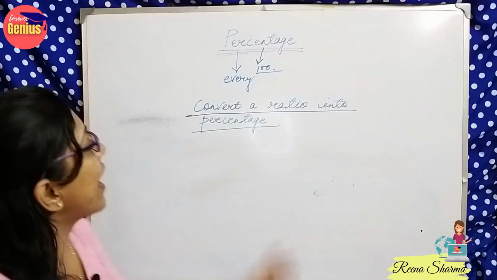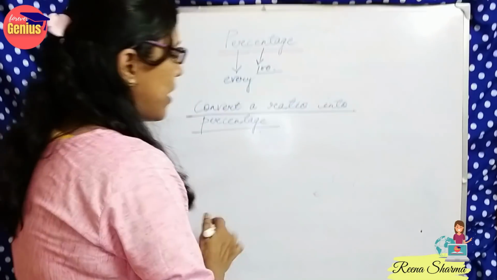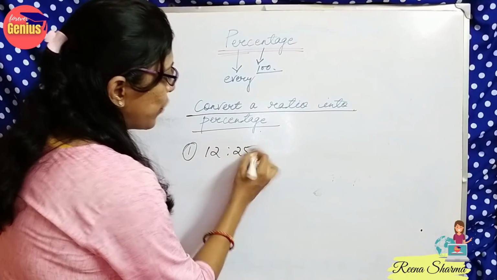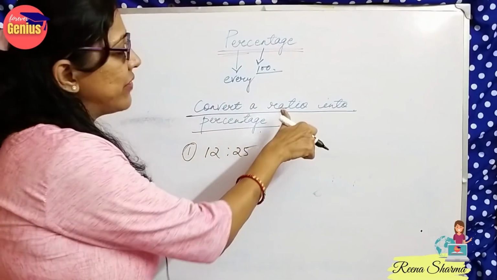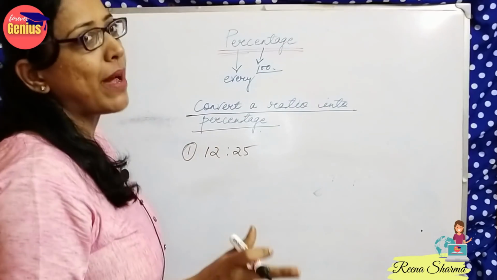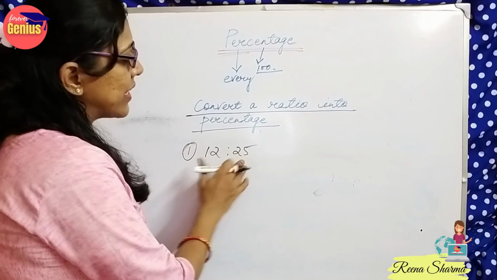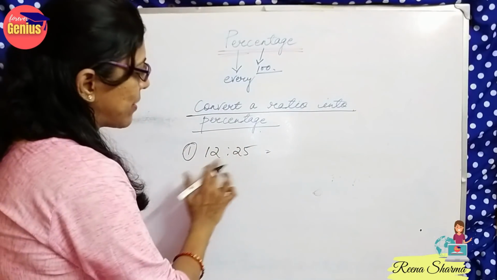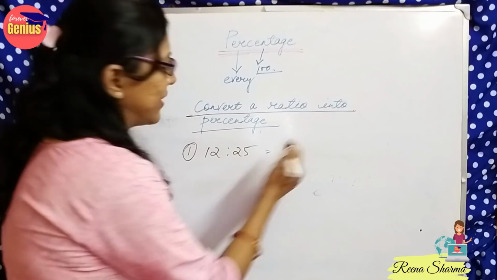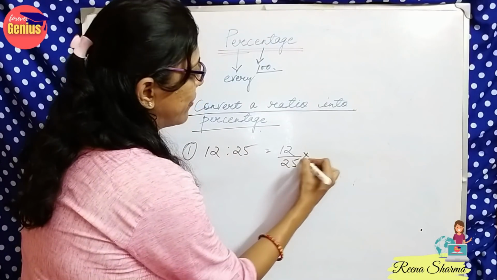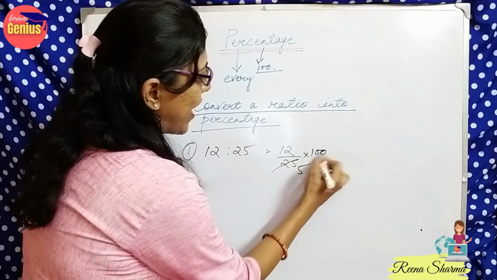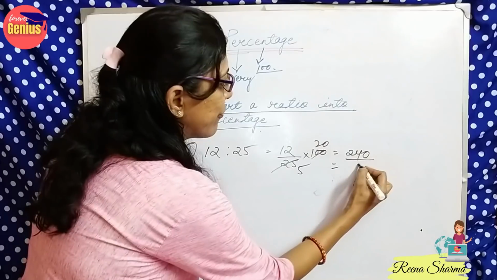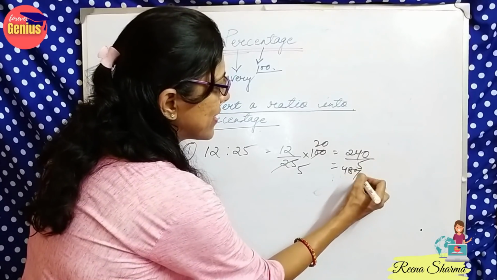Now let's convert a ratio into a percentage. Suppose a ratio is given to you, 12 is to 25. When a percentage was given, we converted into a ratio, we divided by 100. Now if a ratio is given and I want to convert, we will simply multiply it with 100, and this we are supposed to write in the form of a fraction. So we will write it 12 by 25 into 100. This is 5, this is 20, this is equal to 240 by 5, or 48%.